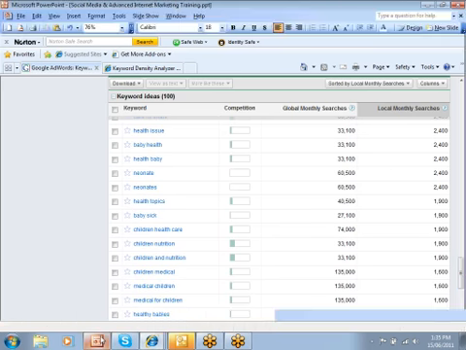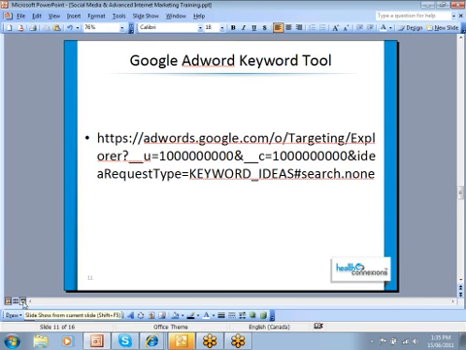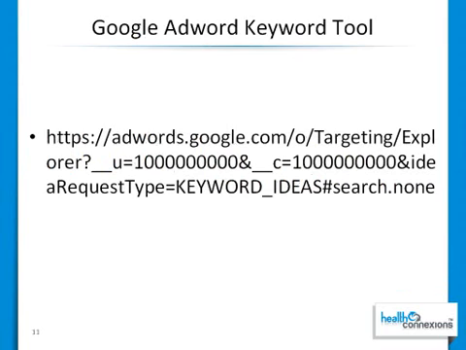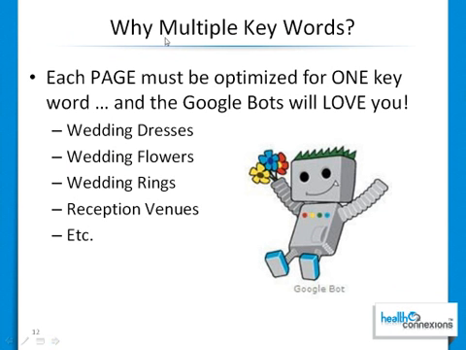Okay. So let's just go back to the PowerPoint for a second. Okay. So we've sort of answered this question, but just to recap it, why do you need multiple keywords? Because each page must be optimized for one keyword, and then the Google bots, this is just another version of a Google bot, the Google bots will love you. So going back to the example of wedding dresses, wedding flowers, wedding rings, reception venues, etc., it's really important to look at that type of information.